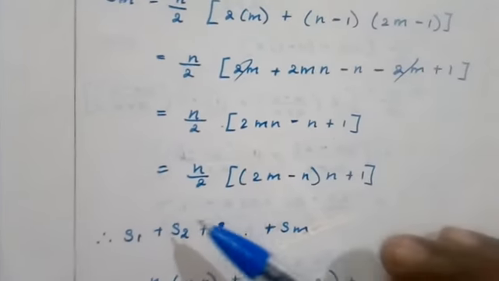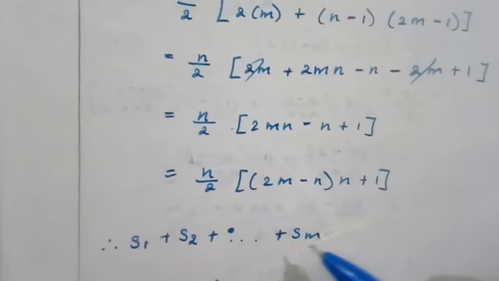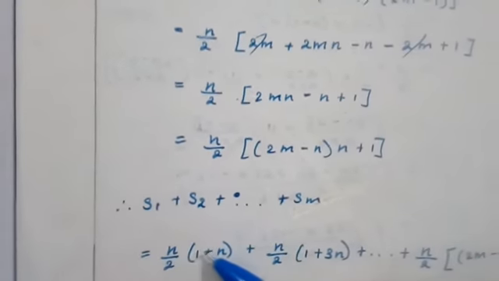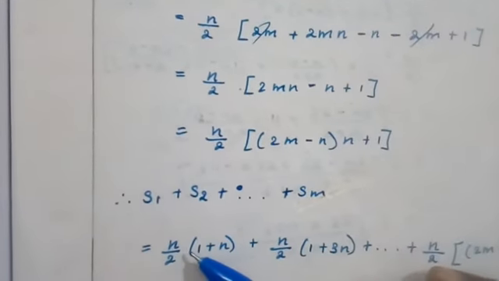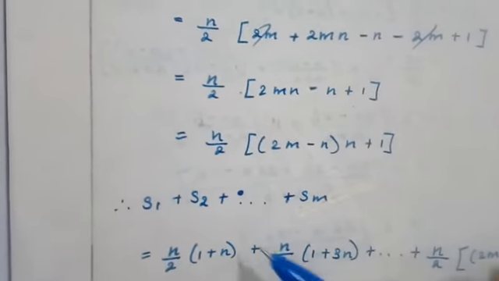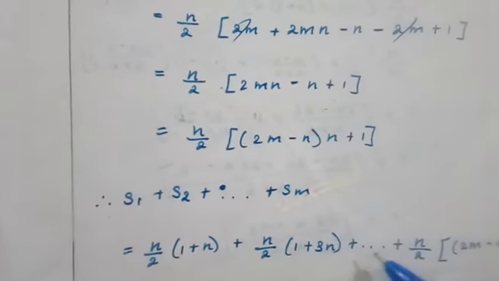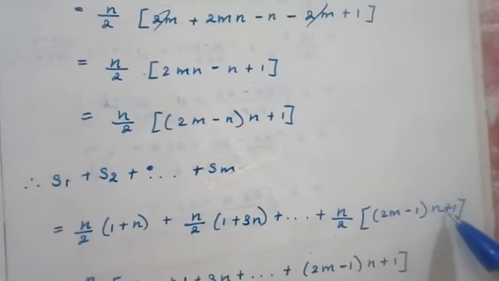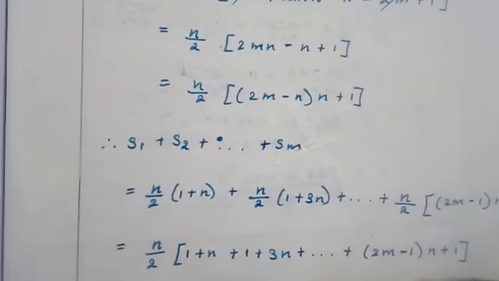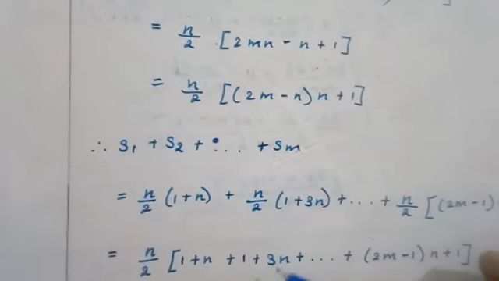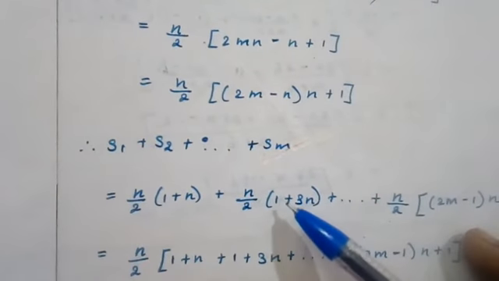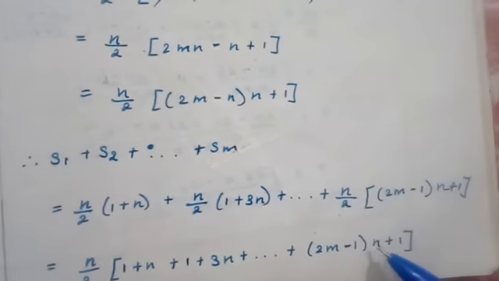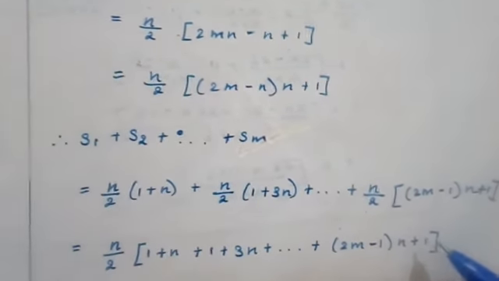Now, therefore, S1 plus S2 plus etc. plus Sm we want to find. For this, whatever we found, you just have to substitute. S1 is n by 2 into (1 plus n), S2 is n by 2 into (1 plus 3n), etc., Sm is n by 2 into (2m minus 1 into n plus 1). So that is n by 2 into (1 plus, remove the bracket. So n by 2, taking it commonly outside, that is (1 plus n) plus (1 plus 3n), etc., plus (2m minus 1 into n plus 1).